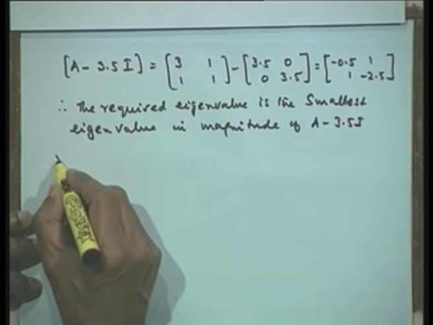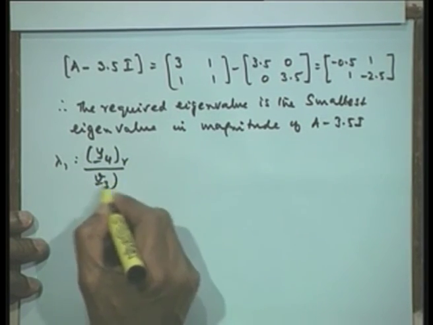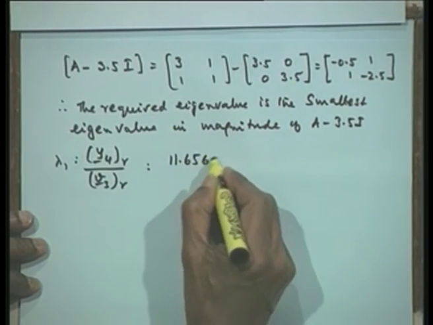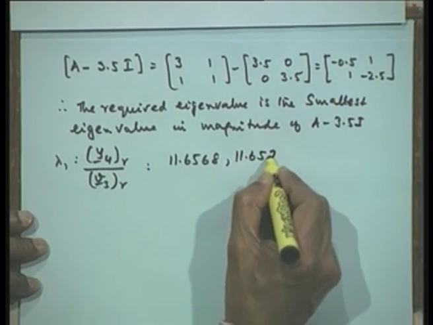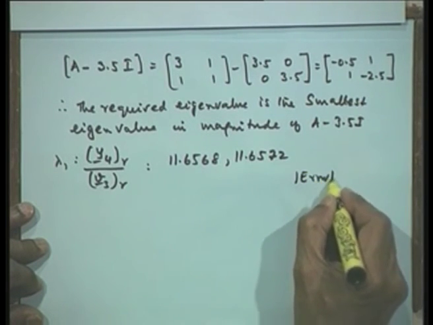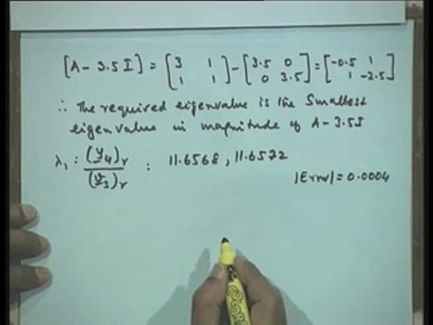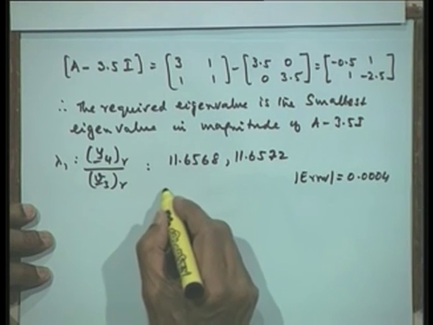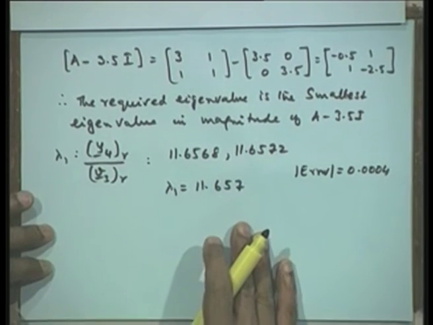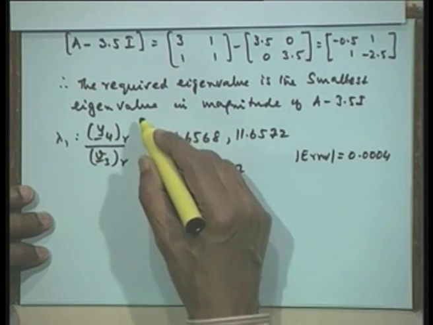So, I will give you the last step. The magnitude of lambda 1 comes out to be y4 r by v3 r. These ratios come out to be, it is only a 2 by 2 matrix, 6.6568, 11.6572. So, the error in this case is 304. Therefore, you can take this eigenvalue lambda 1 as 11.657. This is the dominant eigenvalue of this A inverse.